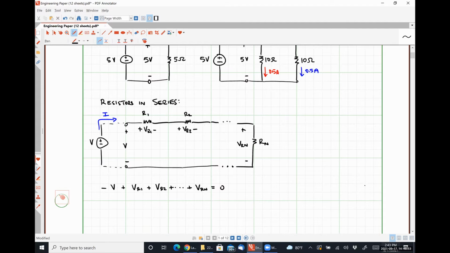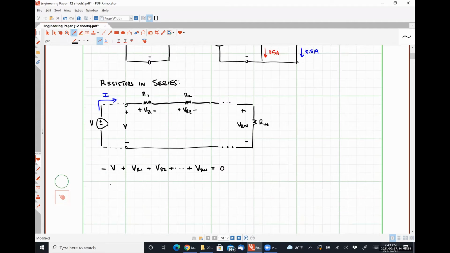I'm going to rewrite this ever so slightly, and I'm going to move my source voltage to the opposite side of the equal sign, because what we're going to be doing here is looking at things from the perspective of what's connected to the source. So that'll give me V is equal to VR1 plus VR2 plus VRN.